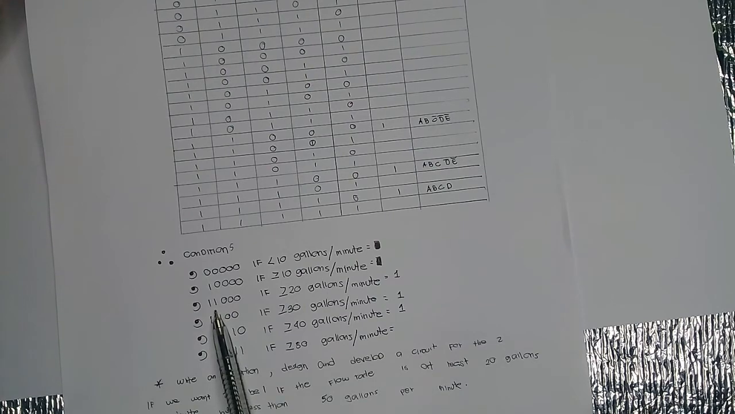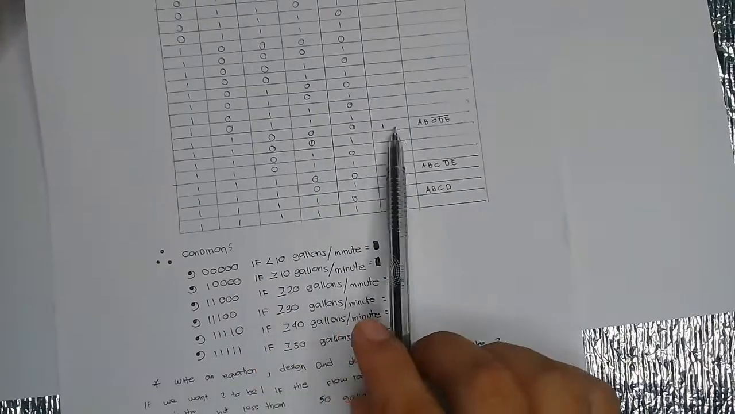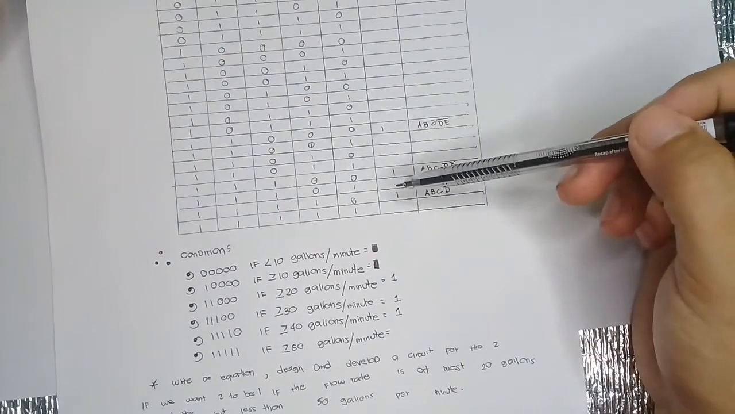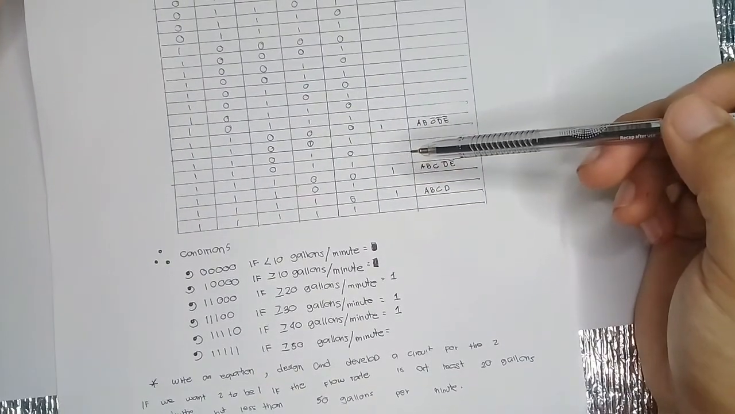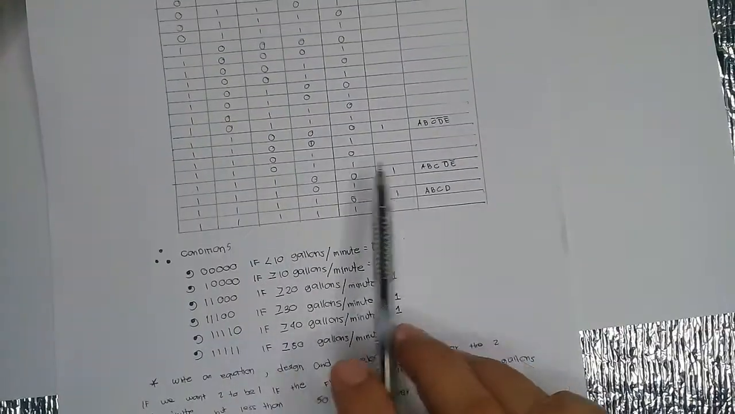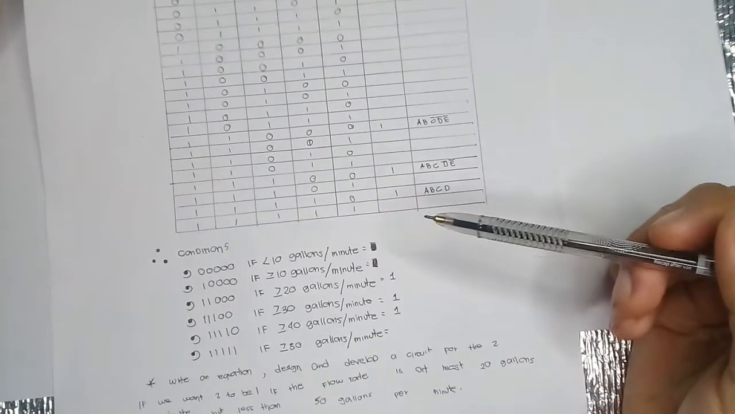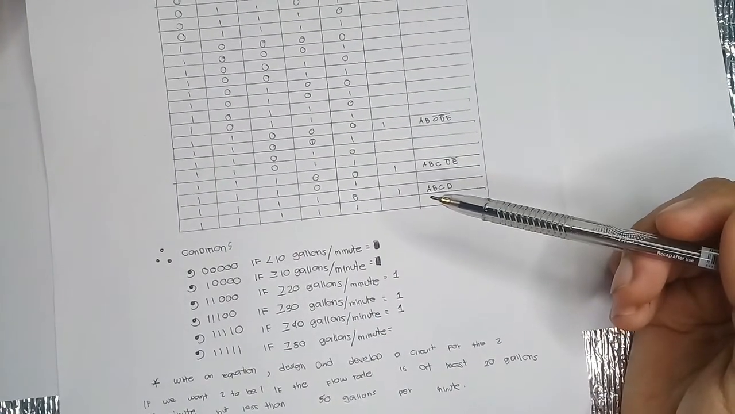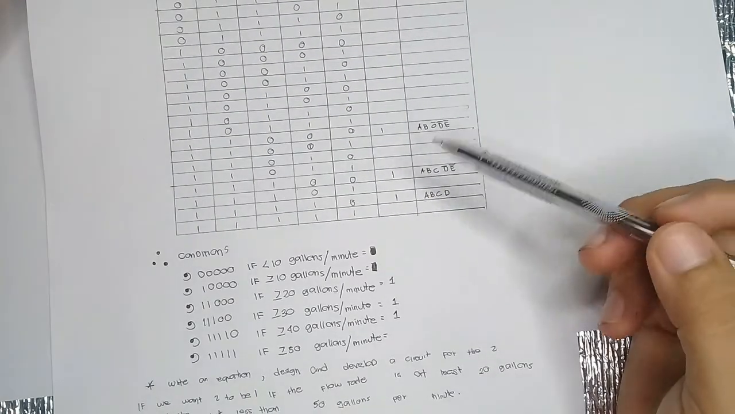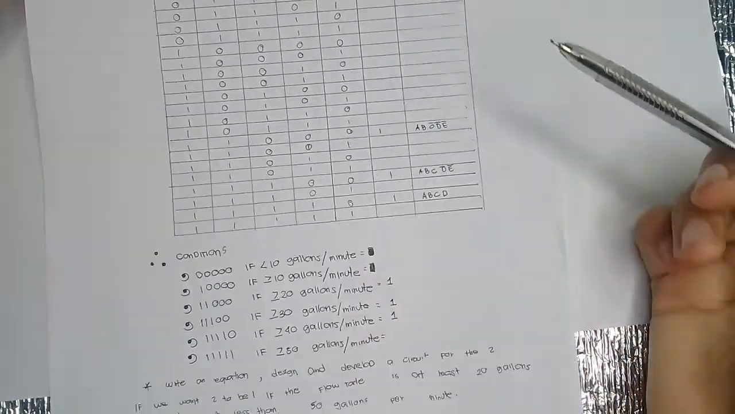First and second bit are 1 and the remaining are 0. So this one, we have an output Z equals 1. Next, our first, second, and third bit are 1 and the remaining 2 bits are 0. So this one equals 1. And the first, second, third, and fourth bit are 1 and the last bit is 0. So Z equals 1.